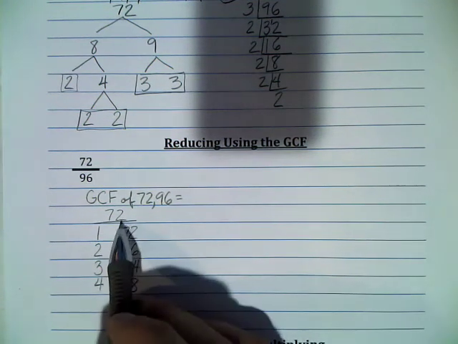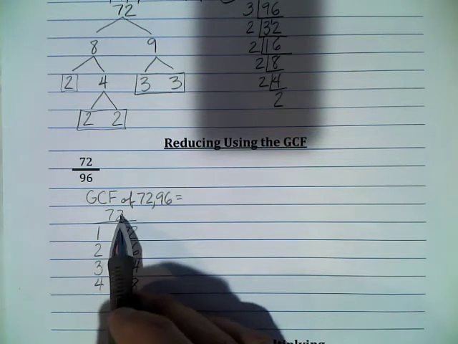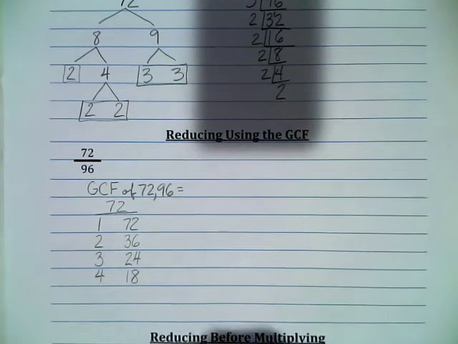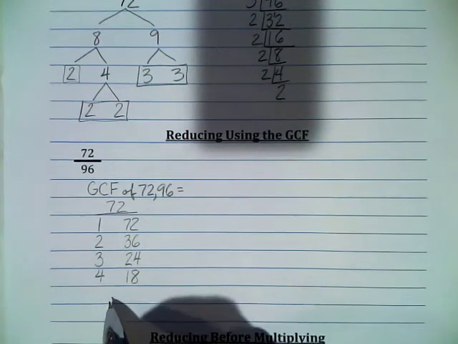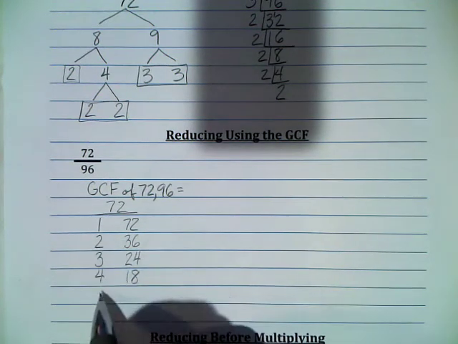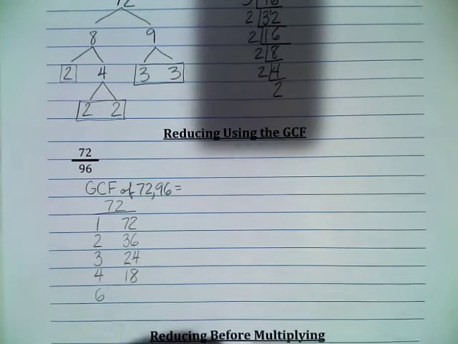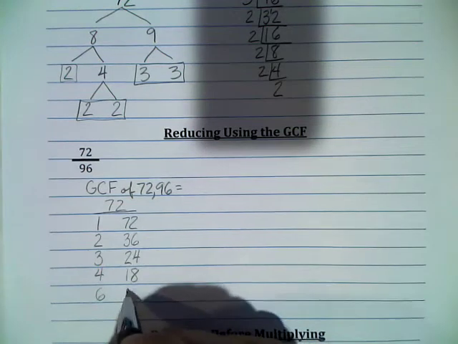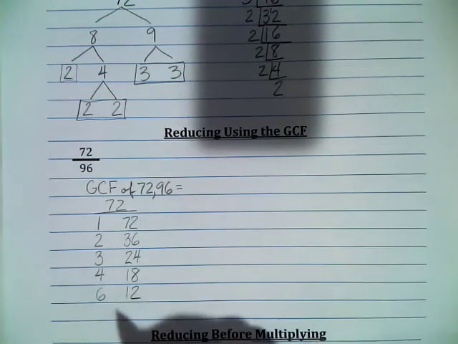5 does not go into 72. We know that because it doesn't end in a 0 or a 5. 6 we do know because remember, our divisibility test for 6 says if 2 works and 3 works, then we know 6 works. So now it's just a matter of figuring out how many times does 6 go in. Well, we know 6 goes into 60 10 times. We know it goes into 66 11 times. So it must go into 72 12 times.